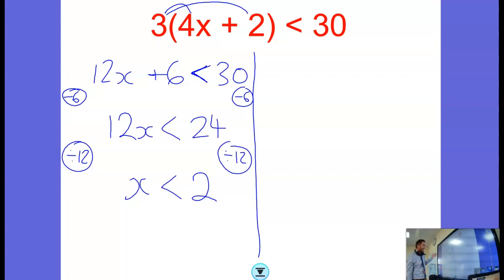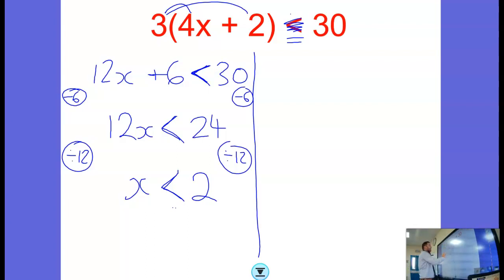So almost exactly the same as solving equations, but instead of an equals, we have a less than. Some people even like to cross that out, put an equals in, and then just remember to put it back in at the end. But it's very easy to forget. So I like to keep the less than or greater than in there. Let me show you a second method for this one.